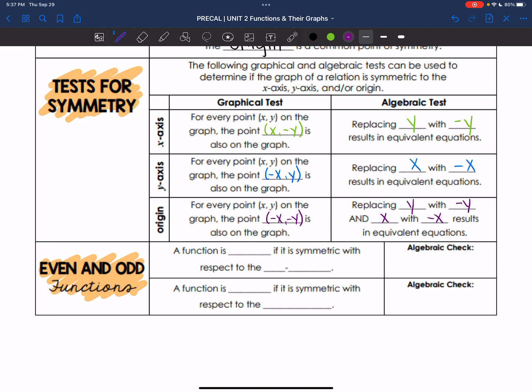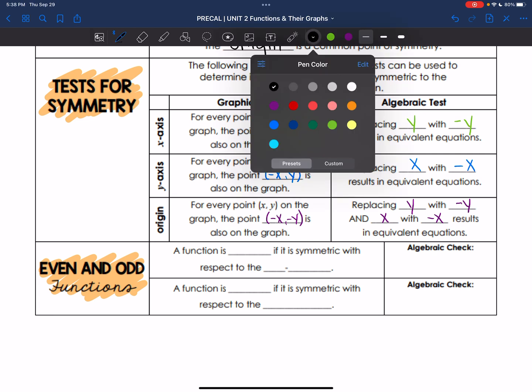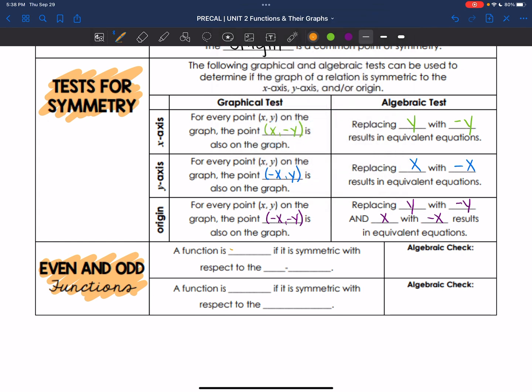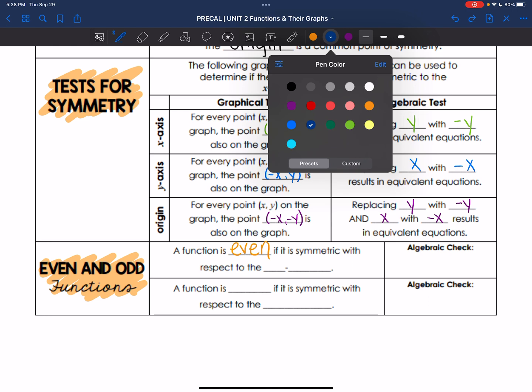Now, the whole reason for this lesson is to be able to, like we said at the beginning, achieve that goal of describing the symmetry of graphs that are both even and odd functions. So now let's connect these big ideas. What is an even function? A function is called even if it is symmetric with respect to our y-axis. Oops, that's not the blue I want. I want that bright blue. There it is.